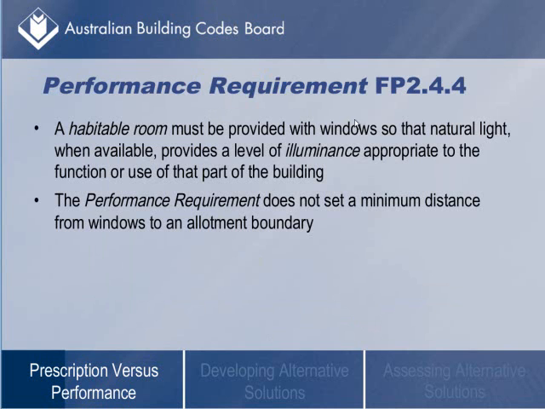Okay, so the performance requirement states a habitable room must be provided with windows so that natural light, when available, provides a level of illuminance appropriate to the function or use of that part of the building. The performance requirement does not set a minimum distance from windows to an allotment boundary, but note the words they use, such as appropriate to the function or use of that part of the building. So that gives you a bit of an idea how you might be able to set up a performance requirement or an alternative solution that satisfied this performance requirement.